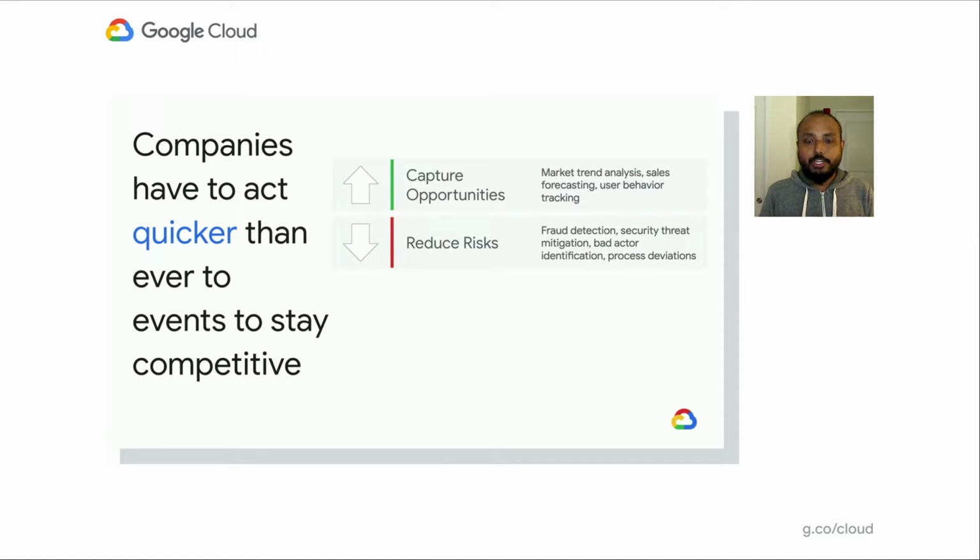So they're trying to capture opportunities from things like market trend analysis or user behavior tracking. Like when a user for a retailer is coming on their website or mobile apps, you want to try to predict their behavior and provide more relevant suggestions and recommendations as near real time as possible, and not based on what the user did a week back or 2 months back. And similarly, even in case of reduction of risk, other than fraud detection, from bad actor identification, and a whole bunch of other use cases, more and more enterprises need to take these decisions in near real time.